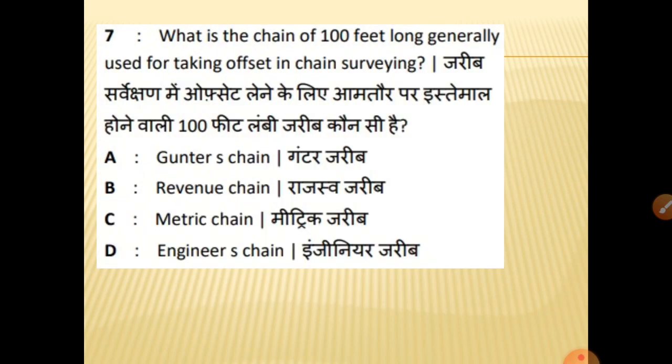What is the chain of 100 feet long generally used for taking offsets in chain surveying? Gardener's chain, revenue chain, metric chain or engineer's chain? Answer is option D, engineer's chain.